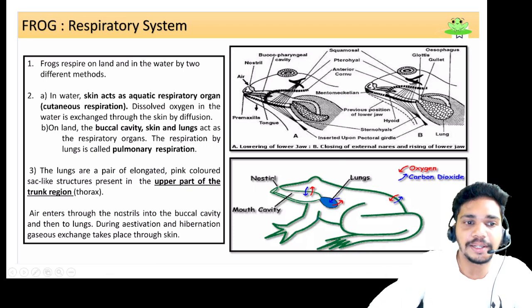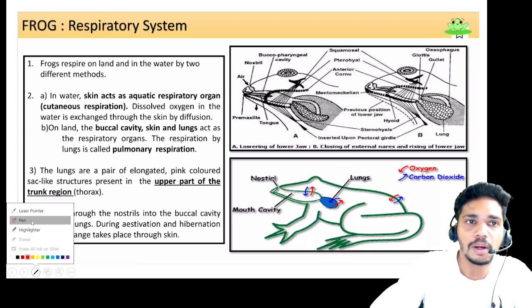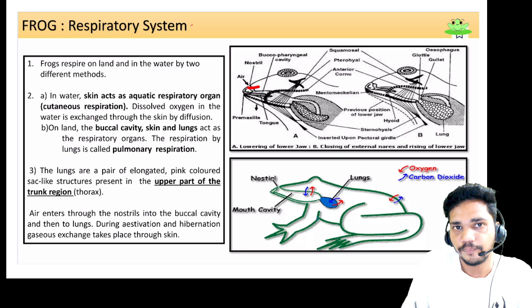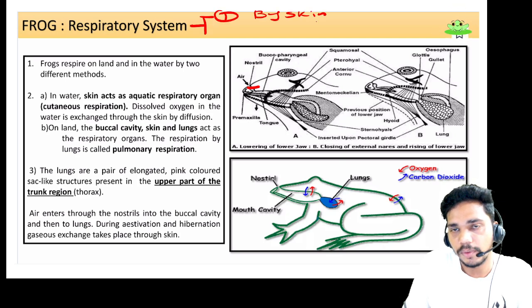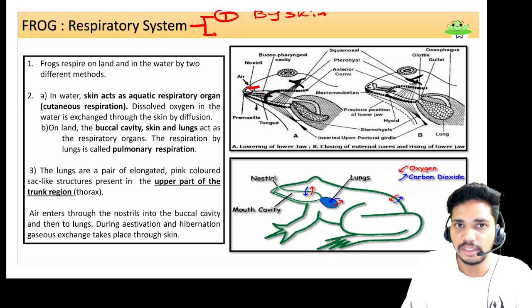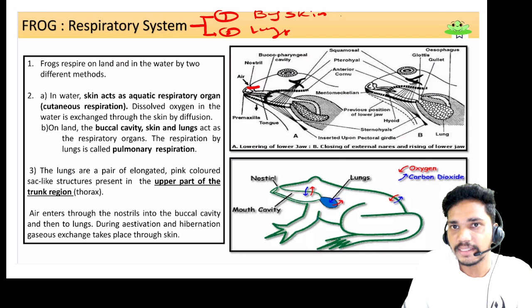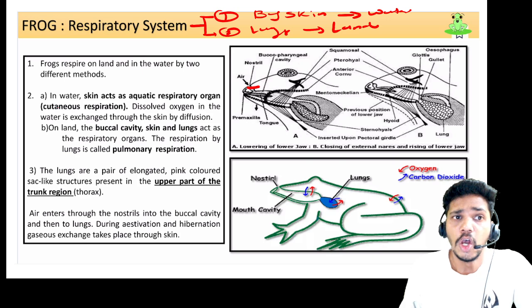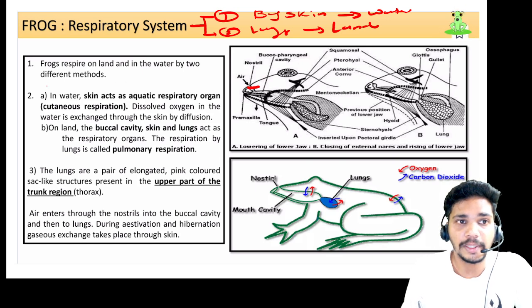Now, the respiratory system. The moment we talk about the respiratory system of the frog, we know one thing: by skin, it can absorb water or gaseous exchange. Even it has lungs. So by skin when it is present in water, by lungs when it is present on land. So we can talk about a dual respiratory system. The frog respires on land and in water by two different methods.